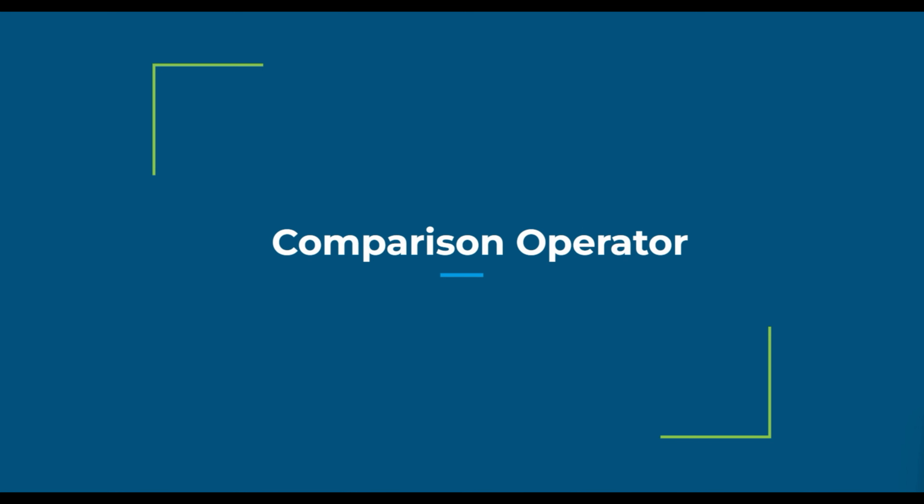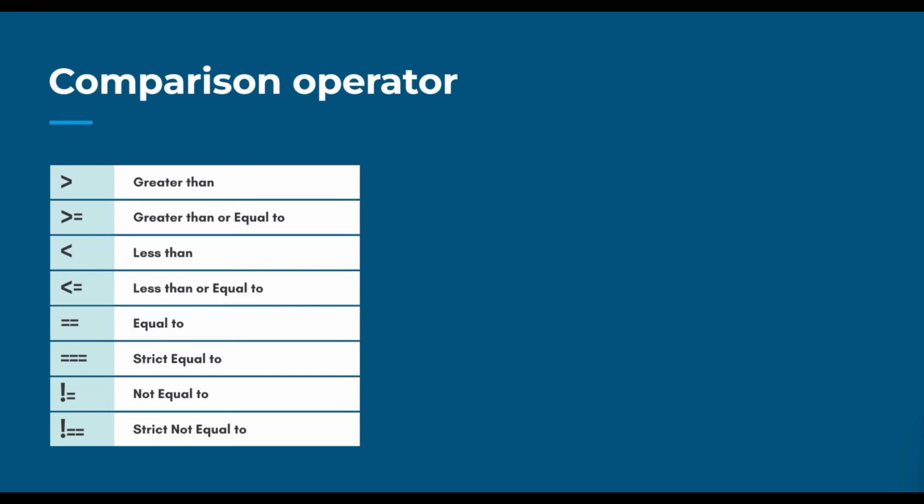So today we will learn about the comparison operator. In the previous session we learned the if-else statement and we had used the strict equal to operator to test the condition. Today we will use other operators to test the condition. These are greater than, equal to, less than, equal to, the strict equal to operator, which we had used in our previous session, not equal to, and strict not equal to operators.